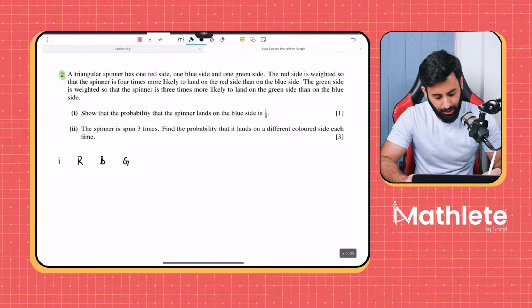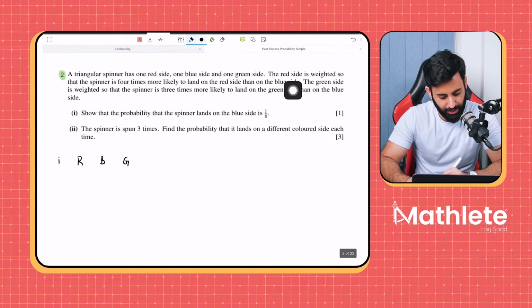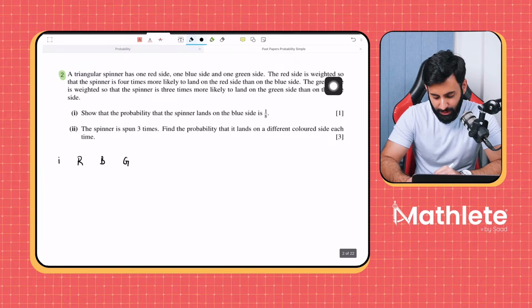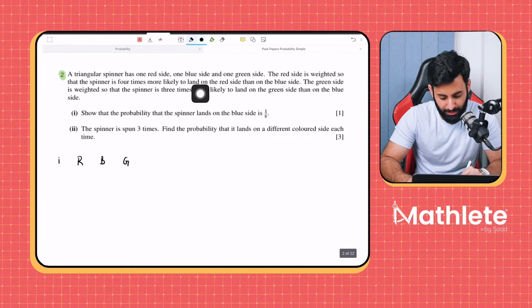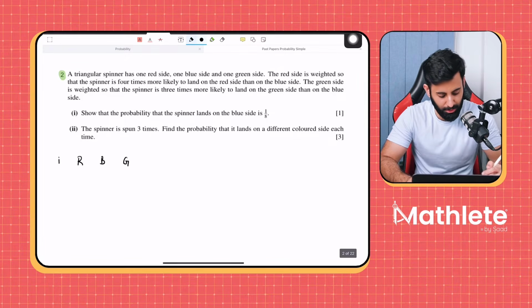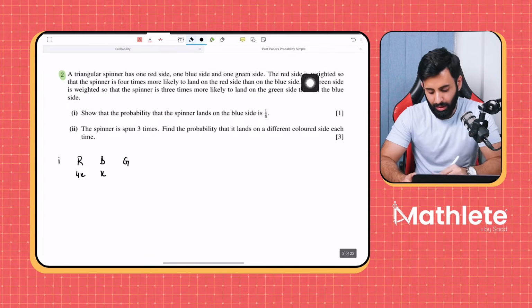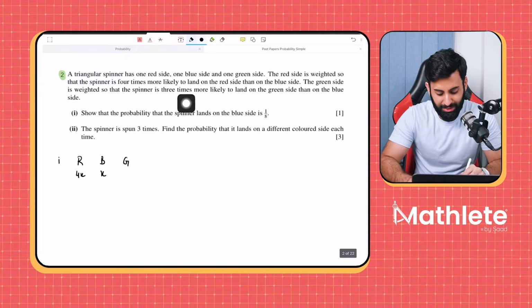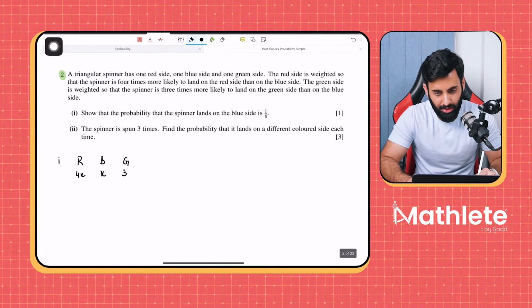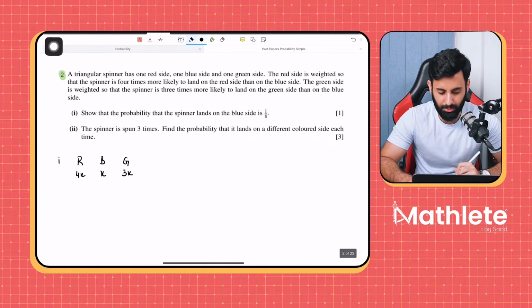Okay. So let's start with the blue side. The red side is weighted so that the spinner is 4 times more likely to land on the red side than on the blue side. So that means if blue is x, red is 4x. And then the green side is weighted so that the spinner is 3 times more likely to land on the green side than on the blue side. That means green is 3 times of blue. Okay. Which means it's 3x.